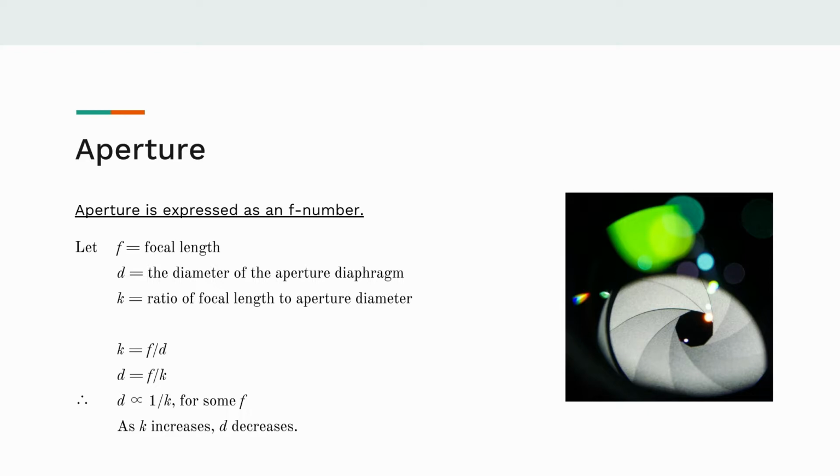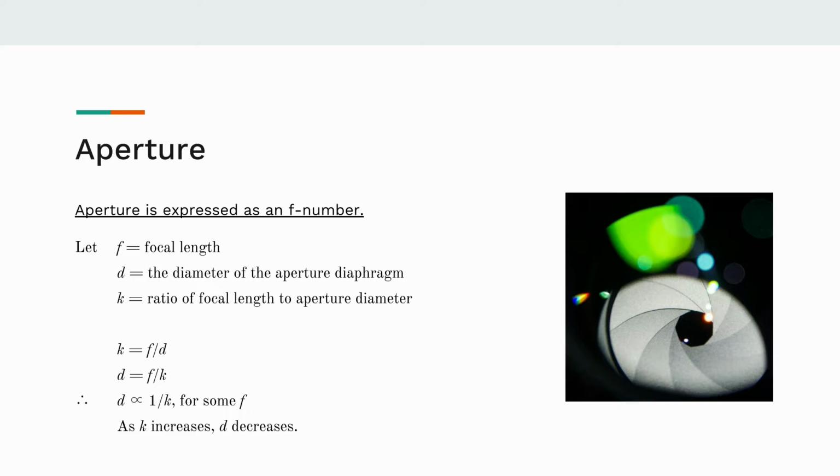So we let F be the focal length, D be the diameter of the aperture diaphragm, and K be the ratio of the focal length to the aperture diameter. And K is precisely the F number that we're talking about. As you can see here, K equals F over D, and that implies that D equals F over K, which means that D is inversely proportional to K for some F.